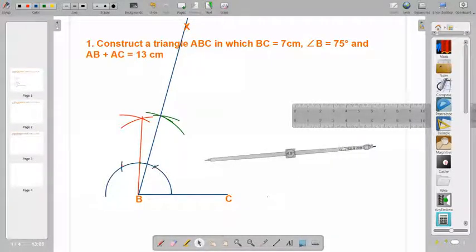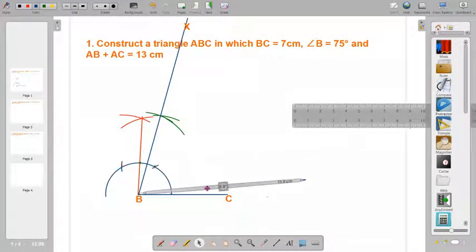Now 12, 12.1, 12.7, 13. Now exactly 13, you can observe. You can see here. Have you seen? What is the length of the compass now? How much radius have I taken? 13 centimeters. Okay. Now what do you need to do? B as center.